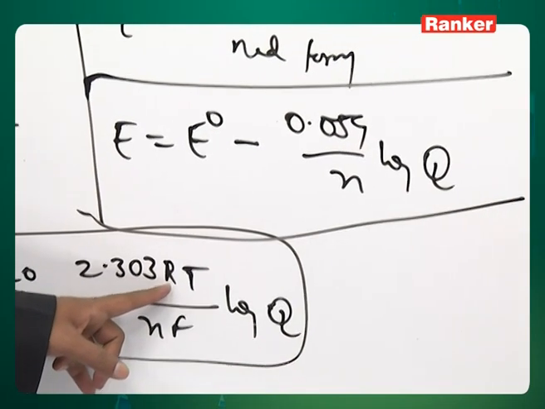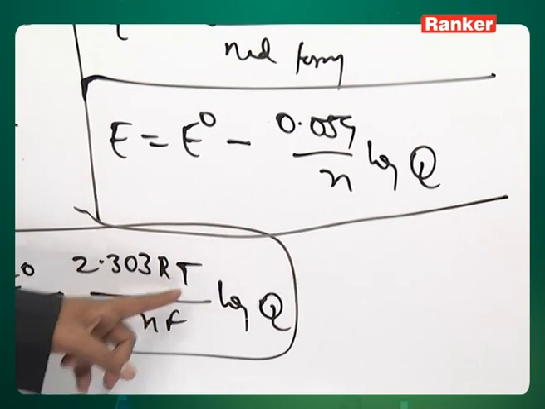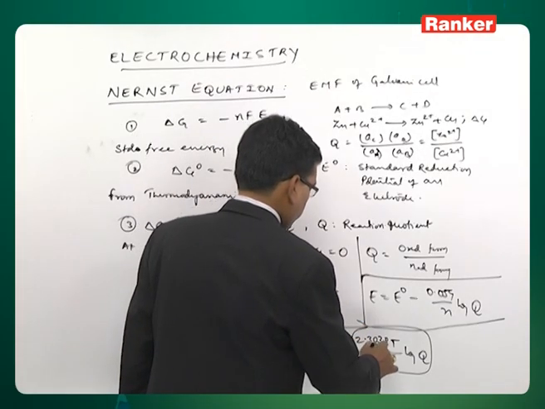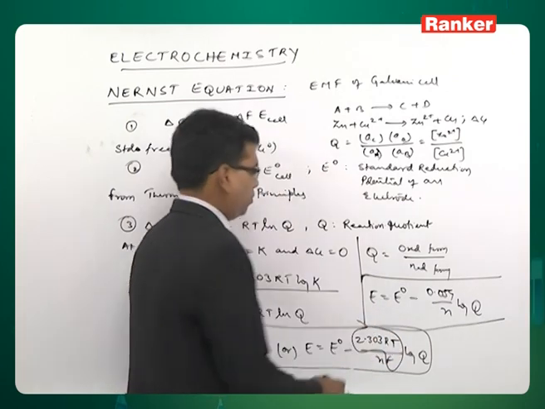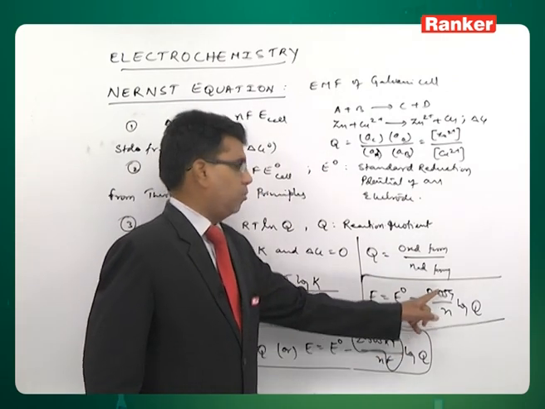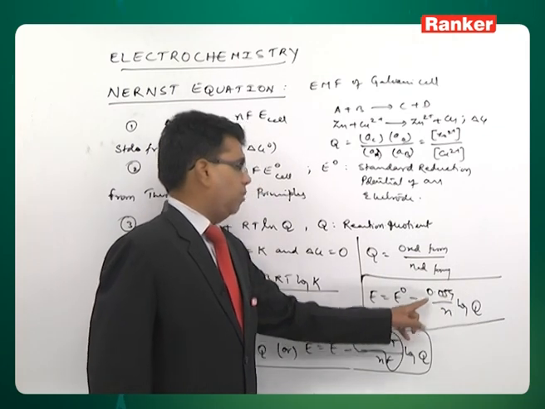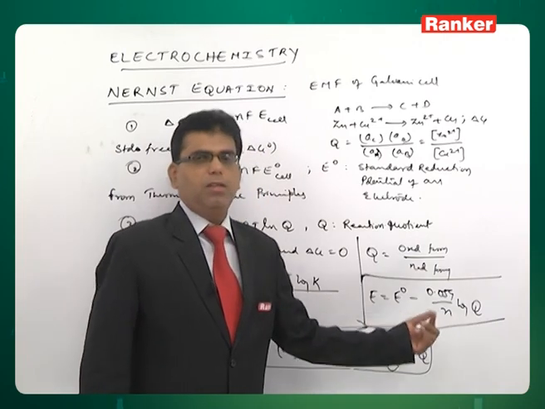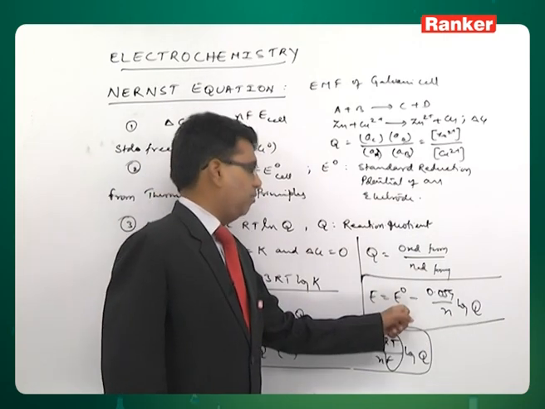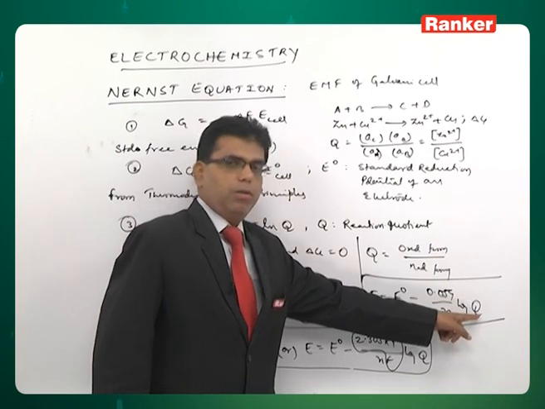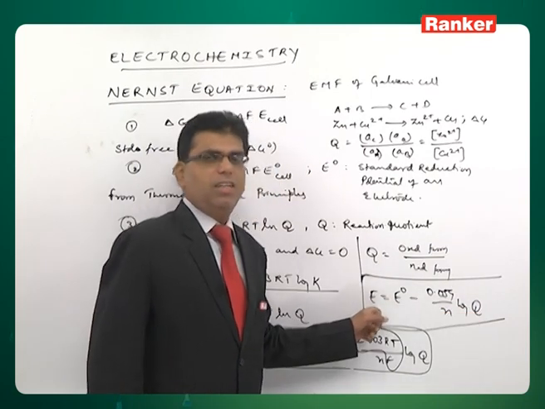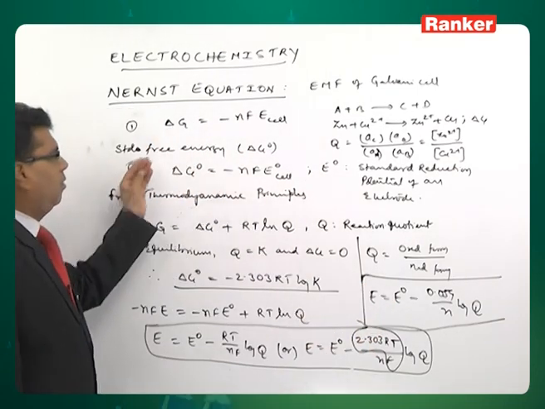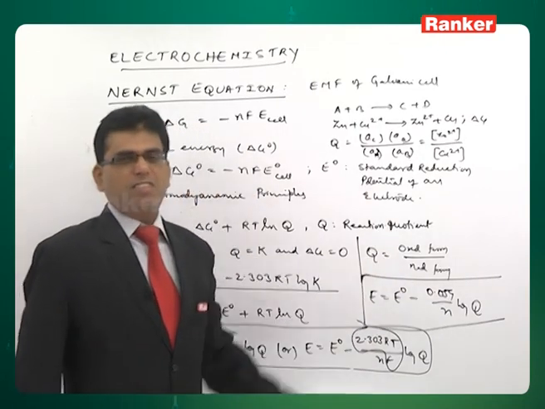2.303, R value 8.314, T value 298, F value 96,500. If you substitute all these values, this whole thing comes out to be 0.059. So, E is equal to E naught minus 0.059 by N log Q. This is the simplest form of the Nernst equation. E naught is a constant value. If you know the value of Q, then you can determine the EMF of the galvanic cell. This is the simple way to remember the Nernst equation.